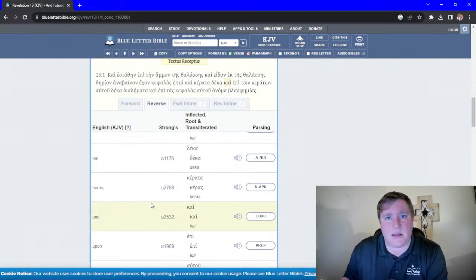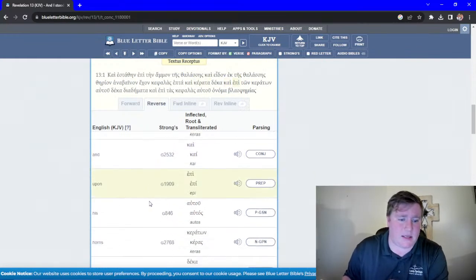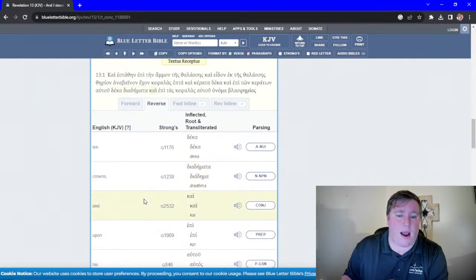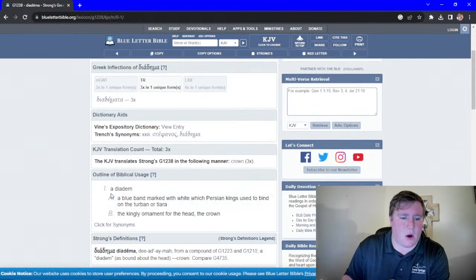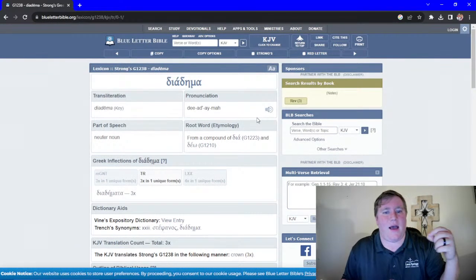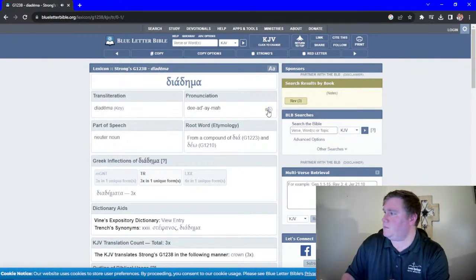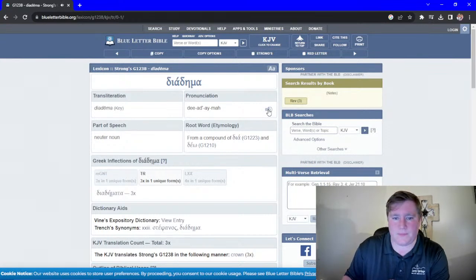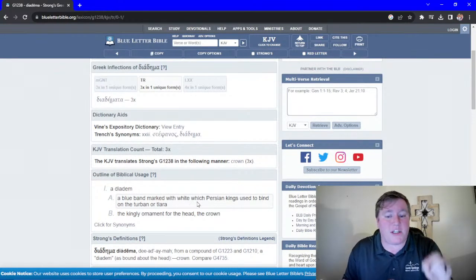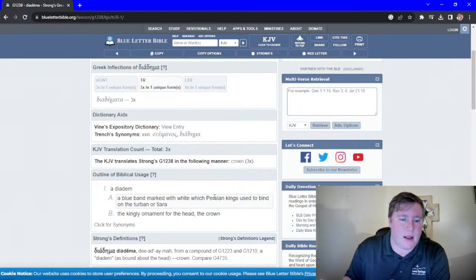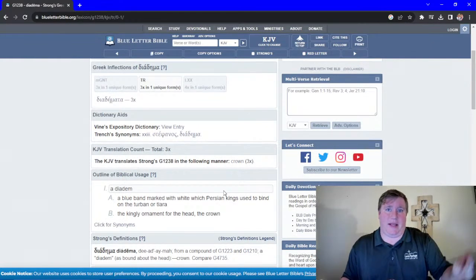So we know that the 7 heads are 7 nations, and the 10 horns are 10 kings. And upon his horns, 10 crowns. Now, I kind of want to look into that, the crowns. Okay, let's go into this. So it's a diadem. So let's have the Strong's pronunciation. Strong's G1238, diadema. Okay, so that's diadema, and it's a blue band marked with white, which Persian kings used to bind on the turban or tiara. That would be the better translation.